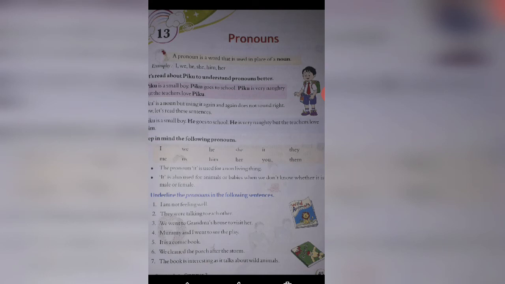Number 5, it is a comic book. Here it is used for the book. It is used when it is an animal or a thing. Remember, it is used for animals and things. So here it is the pronoun, underline it.